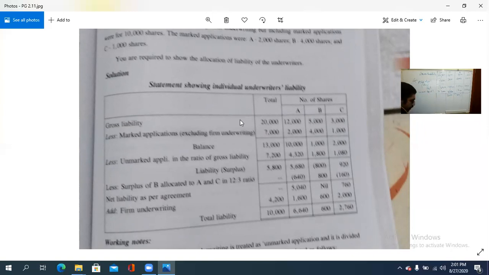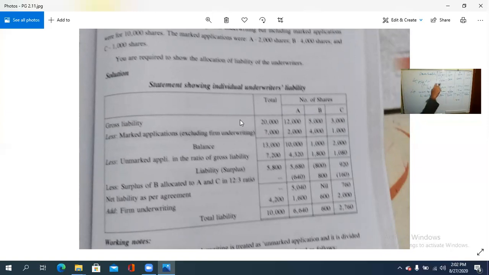That is, the figure of the unmarked application has to be added up with the figure of the firm underwriting. That is the only difference. Along with the firm underwriting, what is fully underwritten, that is this case. Then here how much is it? 2,000 minus 1,080, it is 920. So total it is 5,800, isn't it? That is the surplus liability. This surplus 800 is to be apportioned among whom?